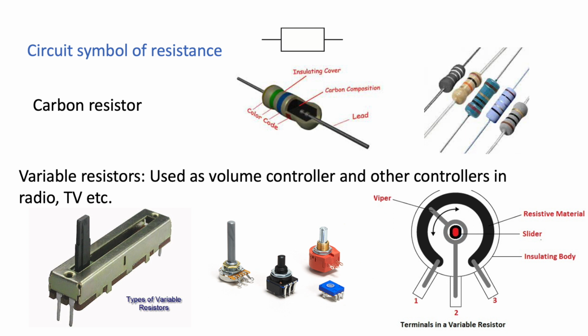Here you can see one variable resistor with 3 terminals, terminal 1, 2 and 3. Between the terminal 1 and 3, a resistive material is coated. The wiper is connected to terminal 2. By rotating the wiper, we can change the resistance between the terminal 1 and 2. If we connect between the terminal 1 and 3, then we will get a fixed resistor.